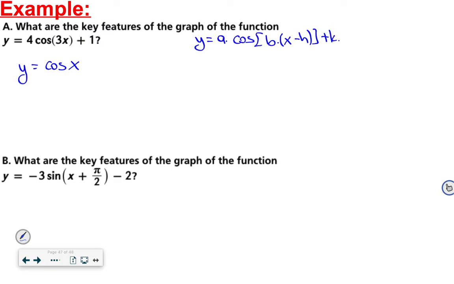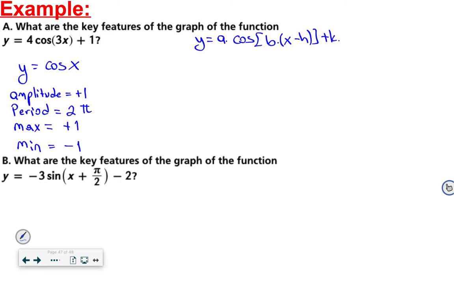First, I will find the amplitude of the original function, which is positive 1. What is the period of this original function? It is 2 pi. And what are the maximum and minimum points? Maximum is positive 1, minimum is negative 1.